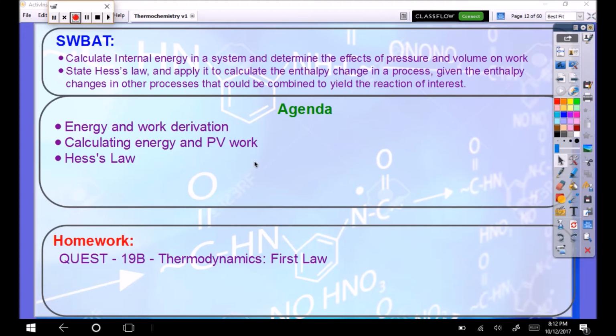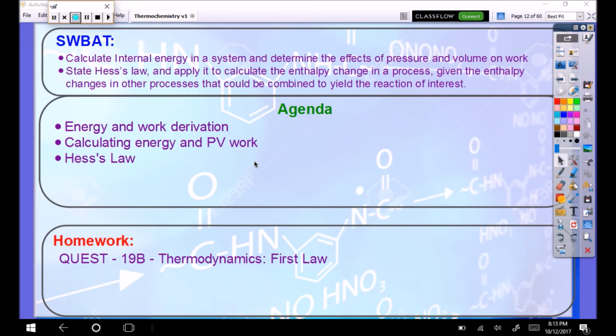Okay, today we are going to calculate the internal energy in a system and determine the effects of pressure and volume on work. We're also going to review Hess's Law and apply it to calculating the enthalpy change in a process, given that the enthalpy changes in other processes could be combined to yield the reaction of interest. So there is a pretty extensive derivation that we're going to go through with energy and work.